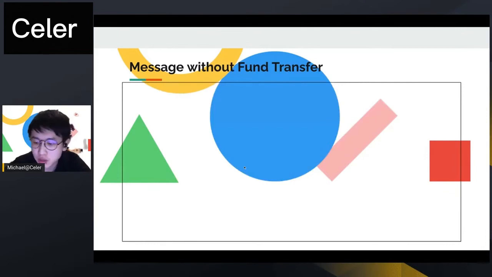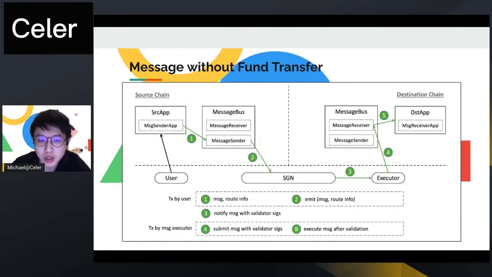Of course, you can build an app that just does a cross-chain smart contract call message with no fund transfer. That's obviously supported. So this is simpler. Without the blue arrows, you just have the green arrows, where the user sends a message from the sending app to the message bus on the source chain, and the SGN watches the source chain and relays that information over to the destination chain. And once the executor sees there's a message arriving on the destination chain, they're going to execute that and call the destination app on the destination chain.